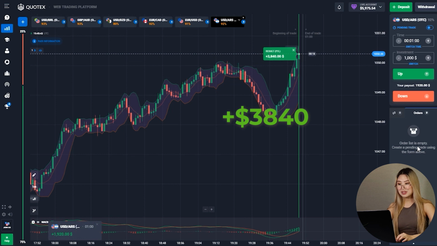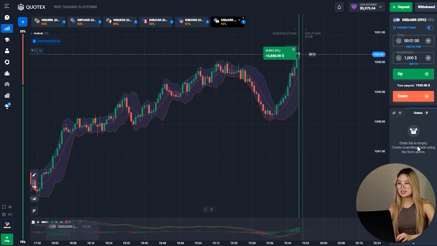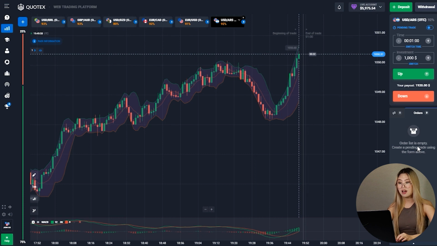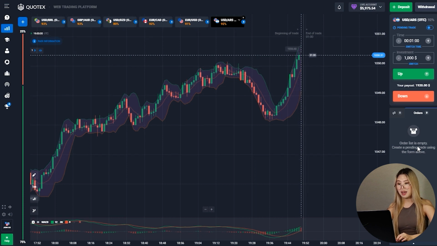Well guys, as you can see, my balance is $5,975. Some might think it's just crazy. This is a really awesome trading session. I started trading with just $1 and now I have over $5,000 in my account.